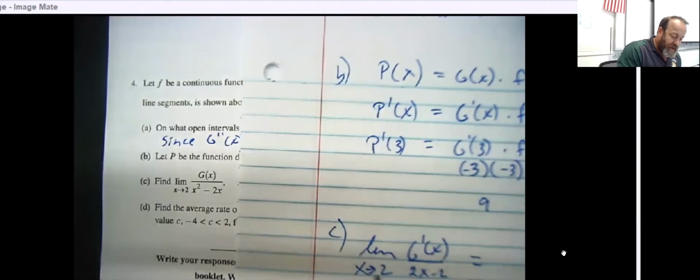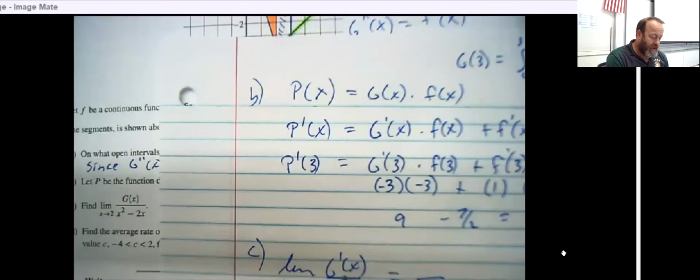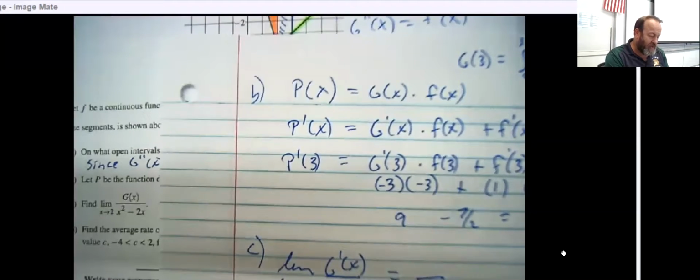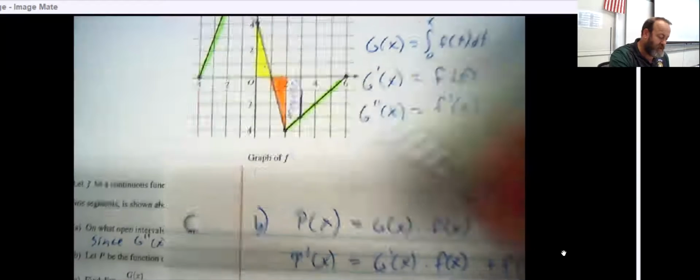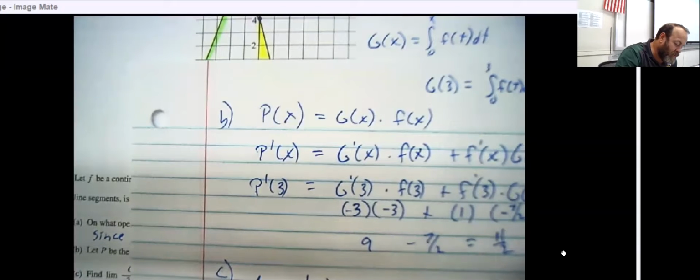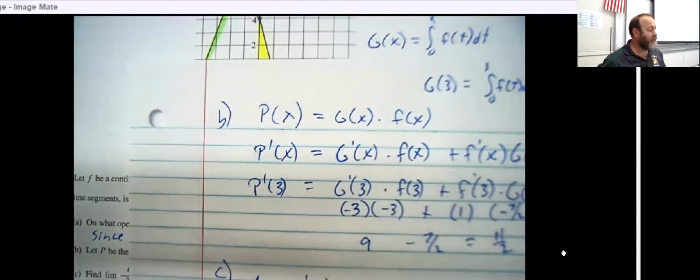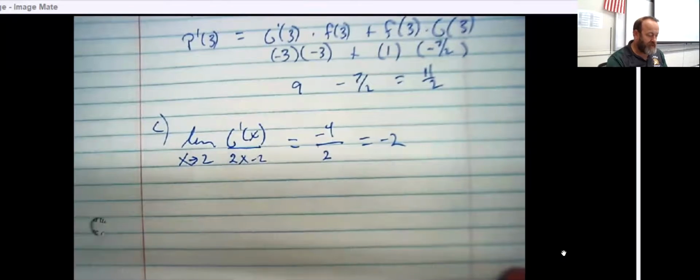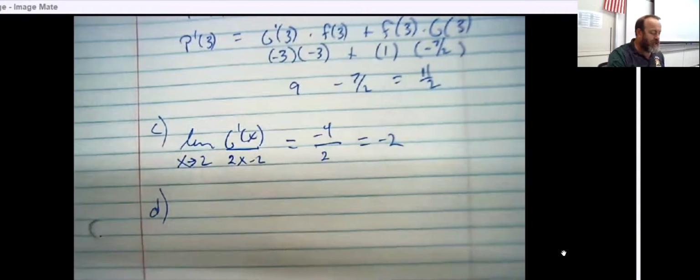Well, as the denominator goes to 2, 2 times 2 is 4, 4 minus 2 is 2, and G prime of 2, but we know that G prime is literally the value of f itself at 2. And if we come right here, you can see the value of f at 2 is actually negative 4, and we have finished part C. And so we've actually finished up part C, and the last part is D. So let's finish up D here.